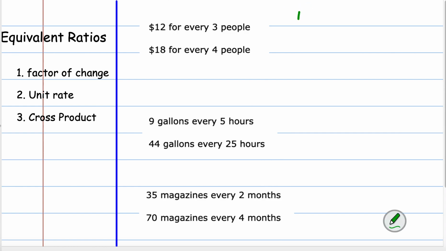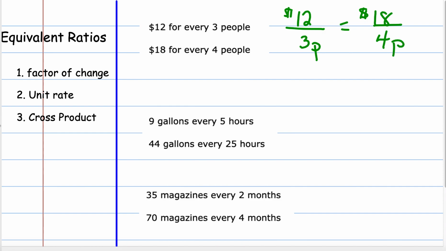The easiest way for me to see these is set them up as fractions. For every $12 for every 3 people is what I should say. And does that equal $18 for every 4 people? So a couple ways you can do this. You can divide and say, well, this would be 4, kind of finding unit rate, which would be 18 divided by 4, which gives me 4.5. So that's different. So right there we know the answer is no.